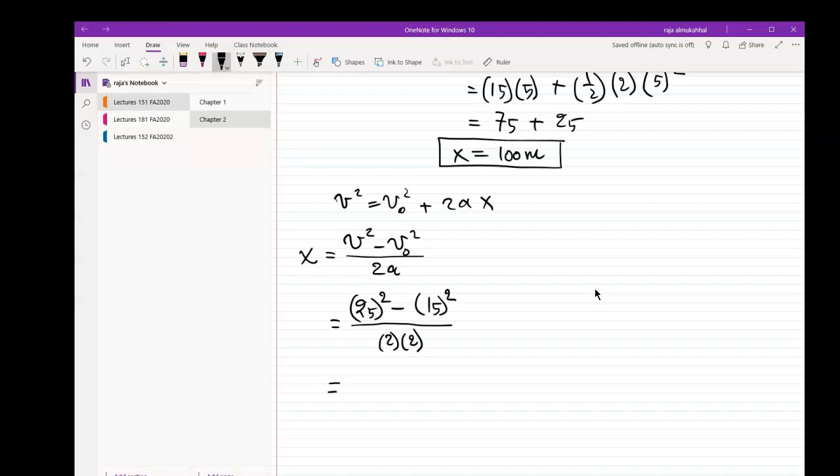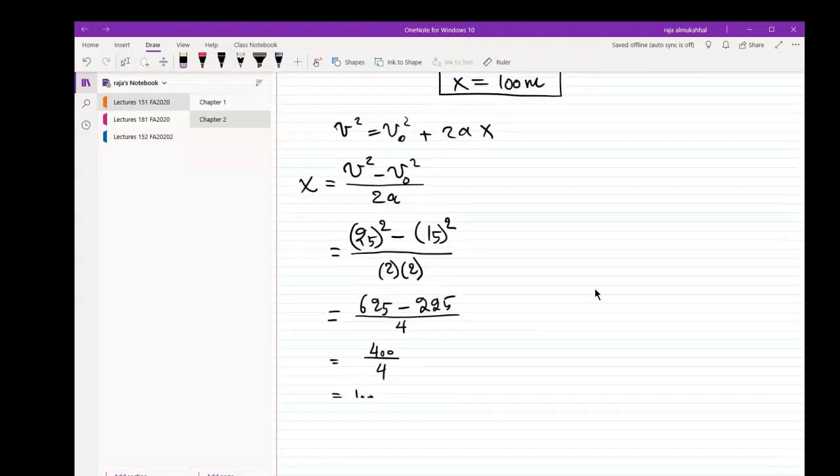So that will be equal to 25 squared is 625, 15 squared is 225, divided by 4, and that will give me 625 minus 225, that will be 400, divided by 4, and of course that's equal to 100. Whoops, I'm beyond the screen. That will give us 100 meters. And there we go, we got the same answer. So it doesn't really matter which kinematic equation you use, you should get the same answer. Okay. All right, one more example.